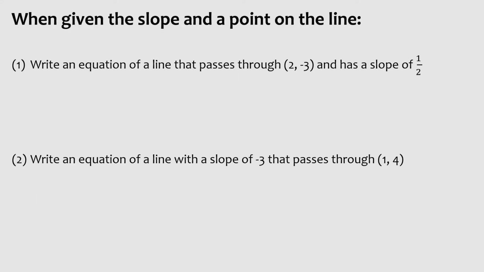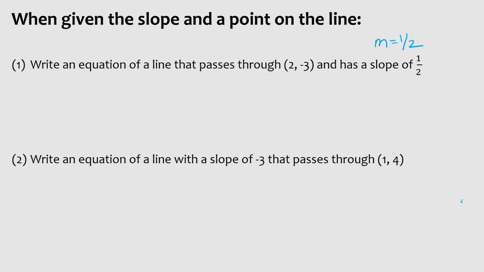Okay, so when given the slope and a point on a line, we need to write an equation of a line that passes through 2, -3, and has a slope of 1/2. I'm so sorry you don't have guided notes today, so I'll give you a sec to write down the point 2, -3, and then the slope is 1/2. So we're going to say here that m is 1/2.